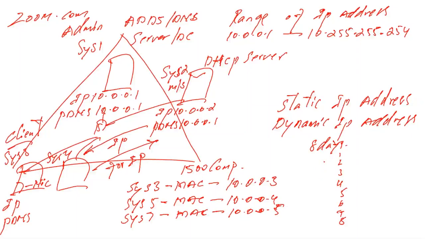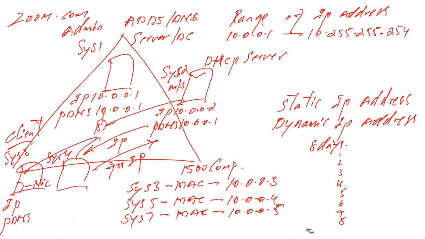If this machine is running continuously for more than 8 days, the IP will not expire. If the client machine system 7 is running continuously for more than 8 days, this IP will not expire. The client can continue with the same IP for more than 8 days. Now try to understand this one.